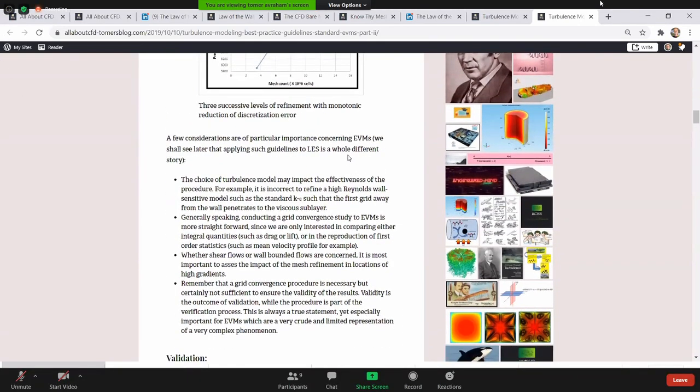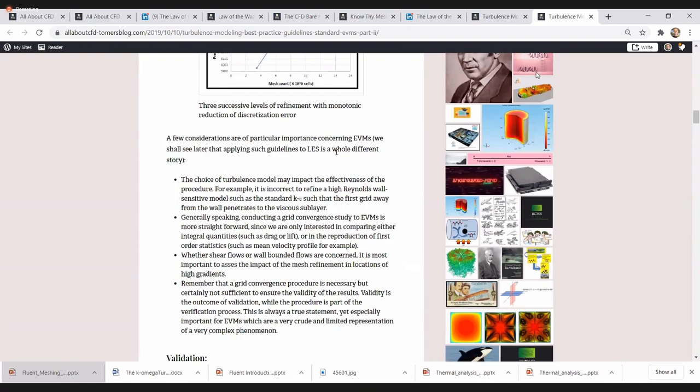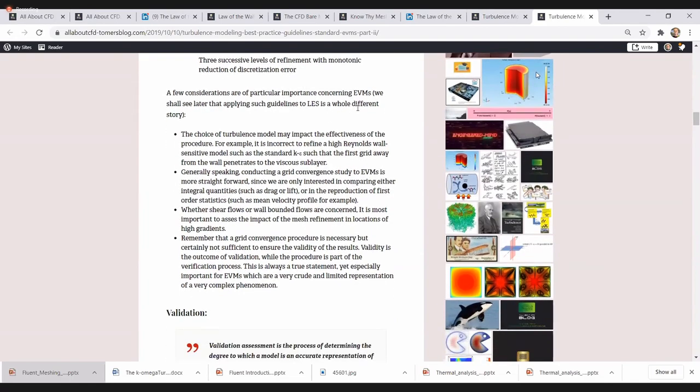A few considerations of particular importance to EVMs. EVMs, I mean, the viscosity model. The choice of turbulence model may impact the effectiveness of the procedure. For example, it is incorrect to refine a high Reynolds wall sensitive model such as the K epsilon. I mean, you want to do a grid convergence for the standard K epsilon model. You cannot do that because you cannot enter the viscous sublayer.